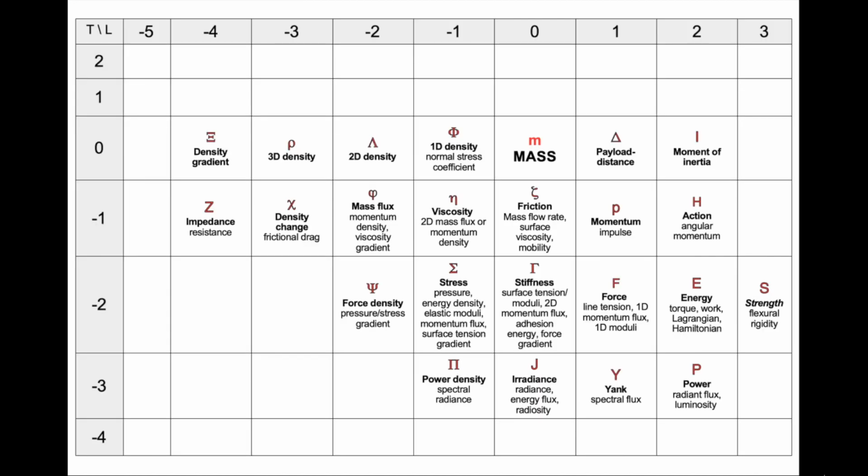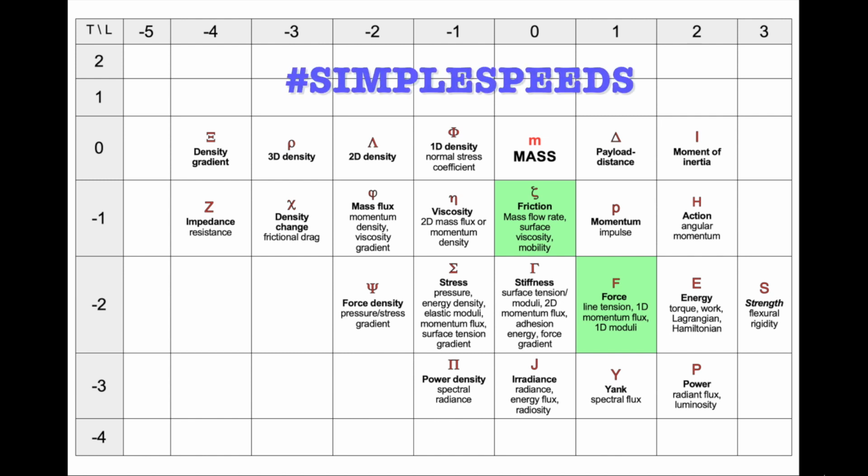So we've seen 4 examples of simple speeds. The one built from energy and mass, the one from stress and density, stiffness and viscosity, and force and friction. Can you think of other examples? Please let us know in the comments with the hashtag simplespeeds.